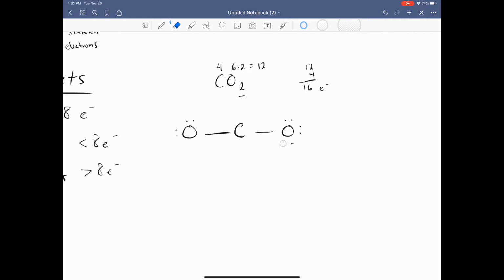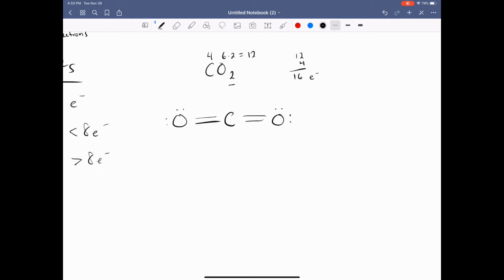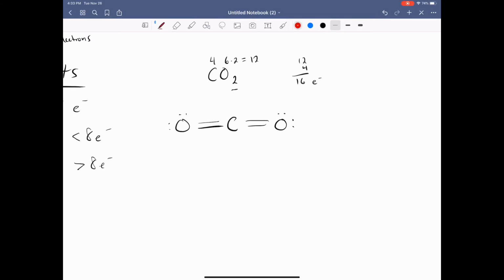So we will get rid of that, and we will turn each of those into a line. And with that, our octets are complete, all the octets are satisfied, and the molecule is finished. So this is the Lewis structure for CO2.